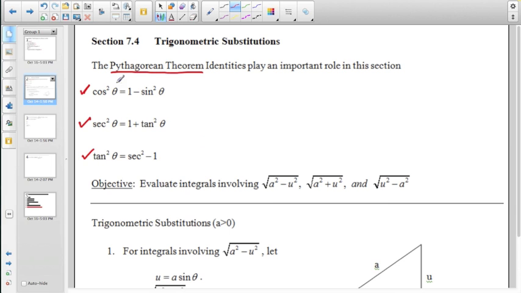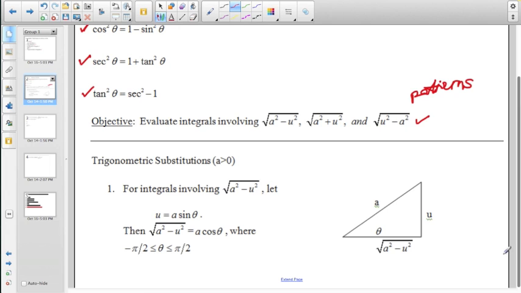What we're going to do is use these identities and recognize these patterns in our integration and substitute those patterns out. So when we have a pattern that looks like this, and today's focus is going to be this pattern of a squared minus u squared and taking the square root of that difference, we're going to do what we call a sine substitution.